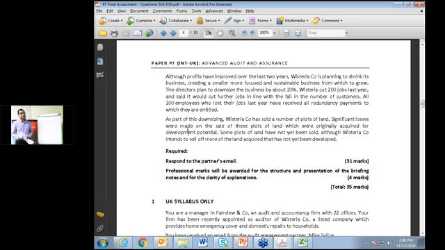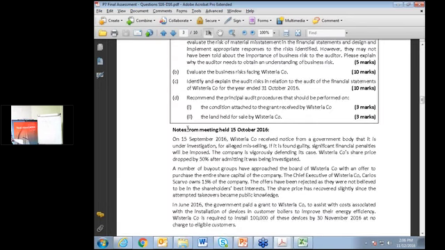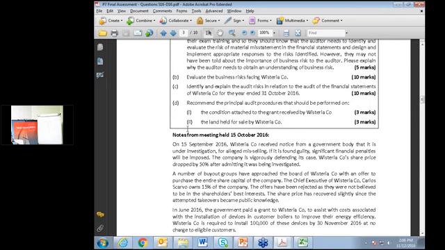We'll talk a bit about professional marks after a bit, but first I believe we need to talk at length about what should have been the way to approach this question first of all. Now the first part of the question is related to the new recruits, and you need to explain to them why the auditor needs to obtain an understanding of business risk, which is worth 5 marks.